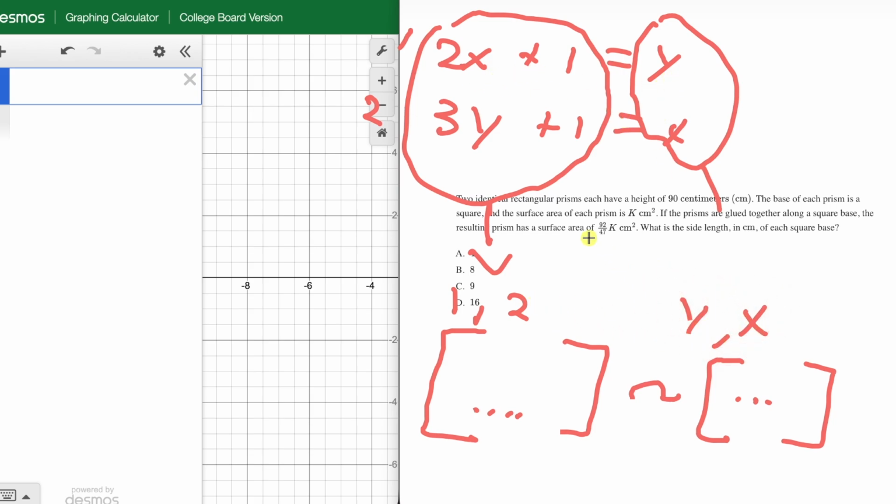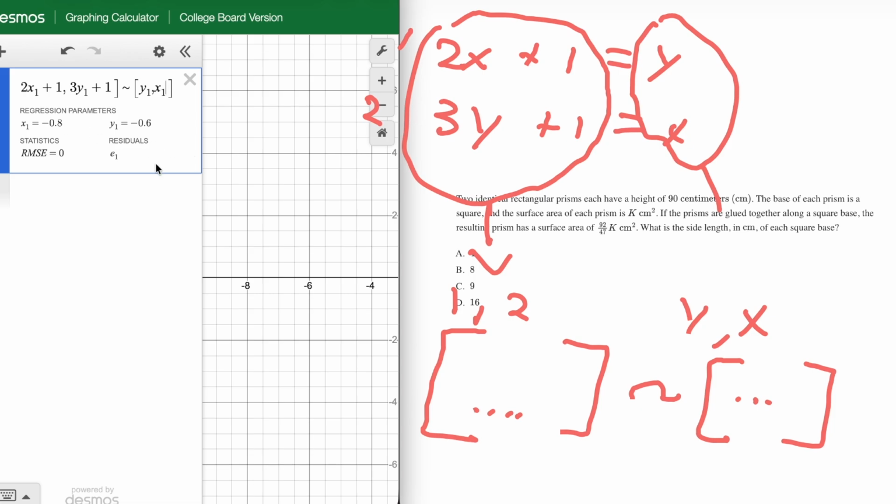And then if you plug this into DESMOS, it will actually solve it for you. So if I plug this into DESMOS, I would do it like this: the brackets, the tilde, and then the brackets, and then here I would plug in on this side 2x, and whenever you put x or y in a regression, make sure you always put x1 and y1 so DESMOS knows you're making a regression and not graphing. So x1 plus 1, and then comma 3 y1 plus 1, and then on this side over here we put y1, x1, and then here DESMOS will solve it for you.